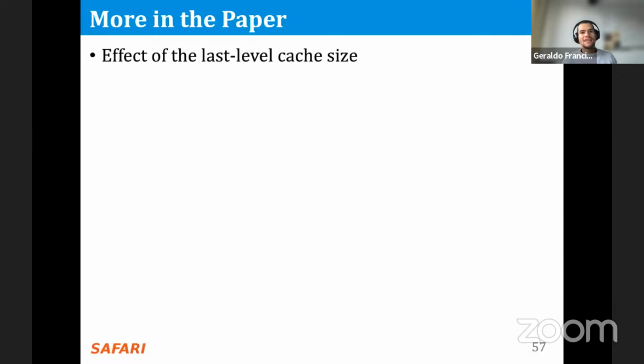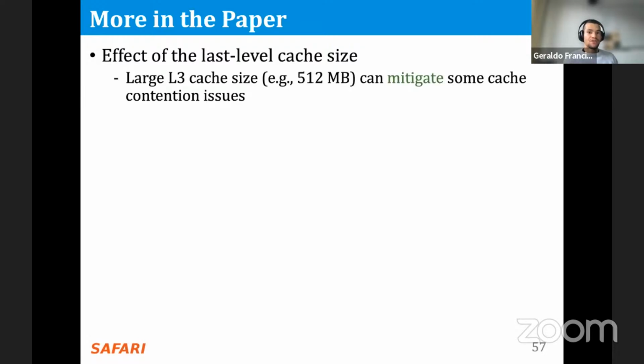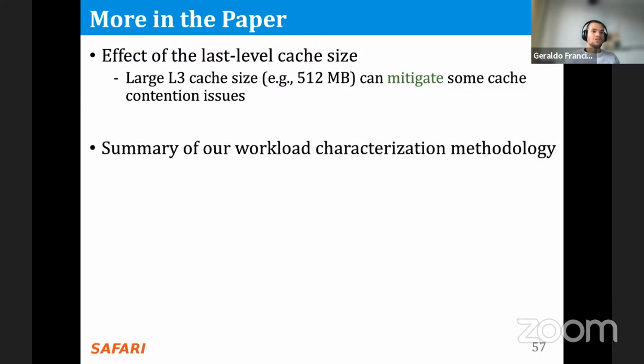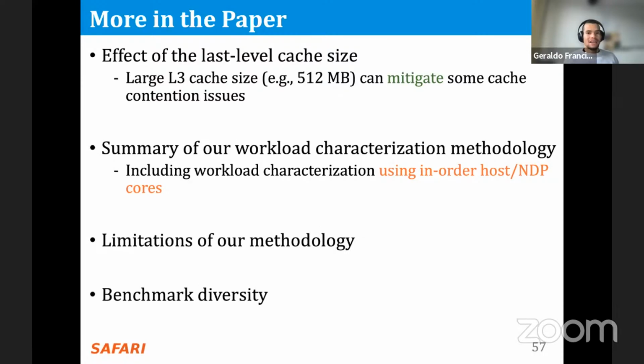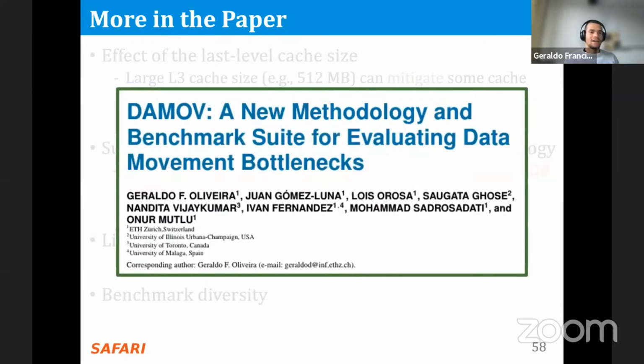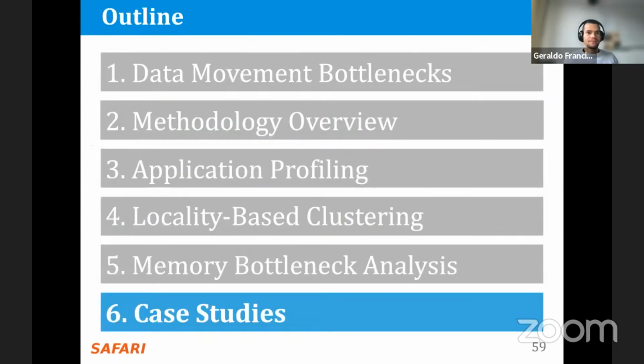So for example, we have a study where we evaluate how increasing the size of the last level cache impacts our workload classification, from where we observe that very large L3 caches can mitigate some contention bottlenecks. We also have a summary of our workload characterization methodology, including workload characterization using in-order host and NDP cores. We discuss the limitations of our methodology, and we have an analysis of the diversity of our benchmark suites. All of this is in our paper, the full draft of our paper.